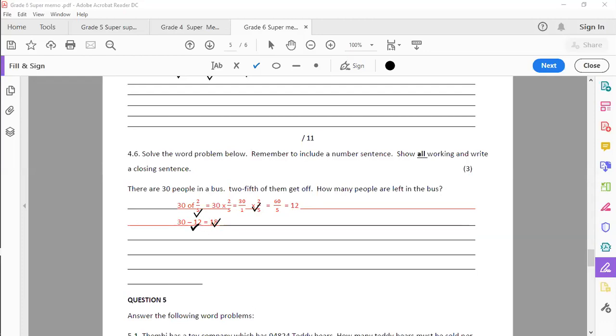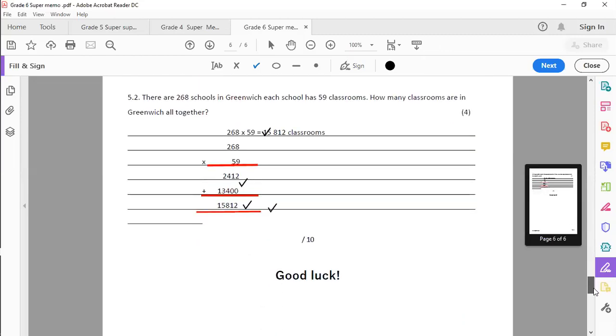Then I just do the subtraction. What is 30 minus 12? 18. So my final answer is 18. My correct answer is here, here, and here. And I'm done. Beautiful. Then now we come back here to the last 2 questions.